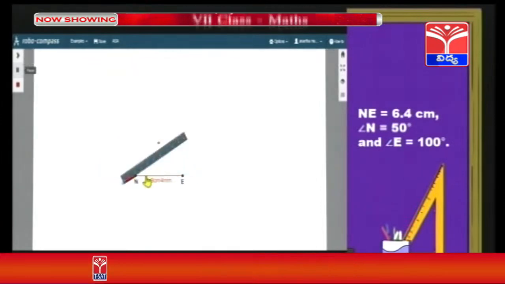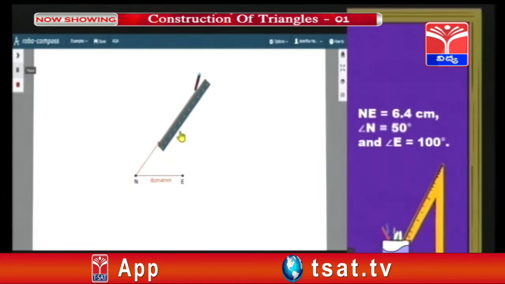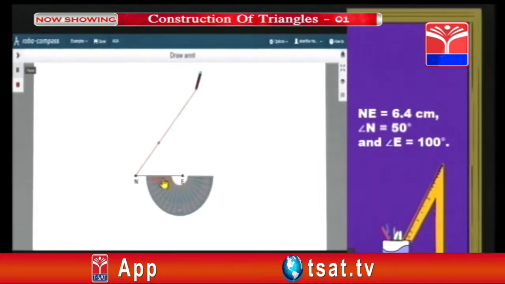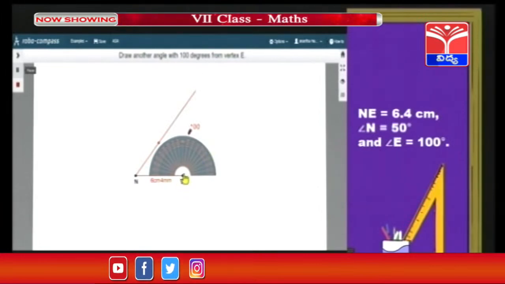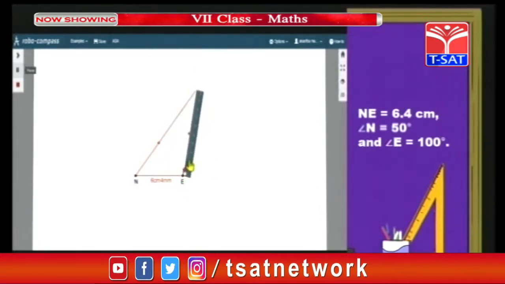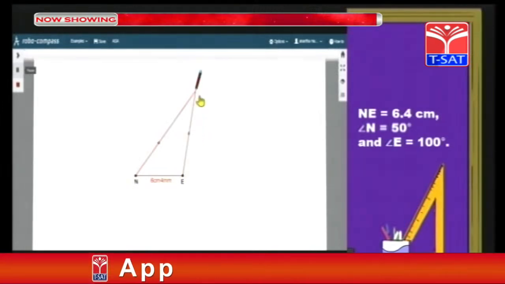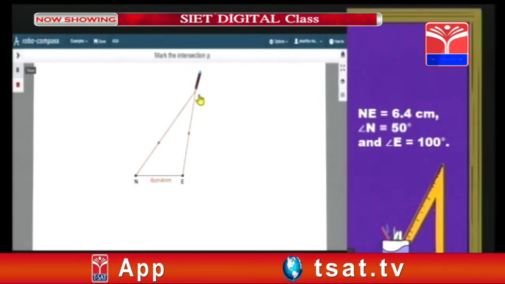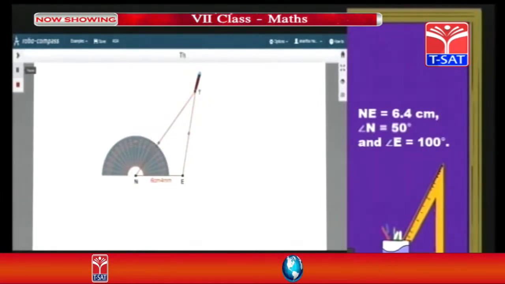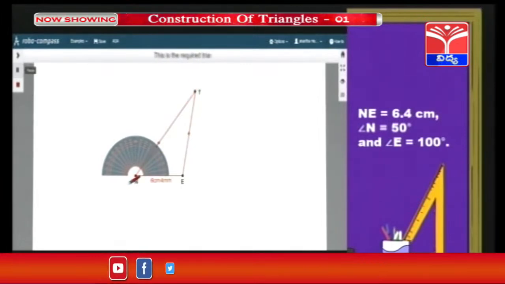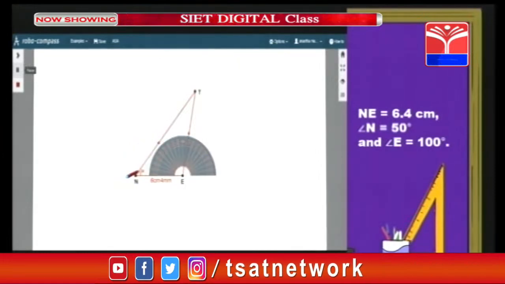Mark the point, and you can extend the ray how much length you want, because the two lines should intersect. That is why we are extending. Next, from E we have to take 100 degrees angle and extend the ray till it meets the first ray. That intersecting point is taken as T. Here, without joining anything, just by extending, we got our required triangle NET.